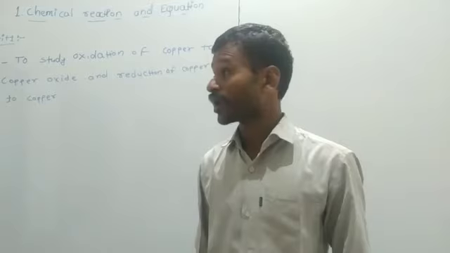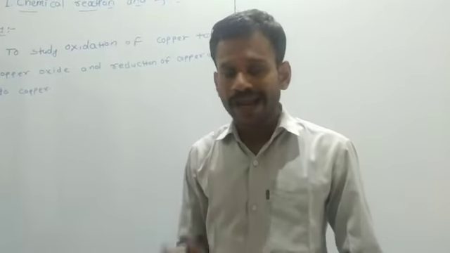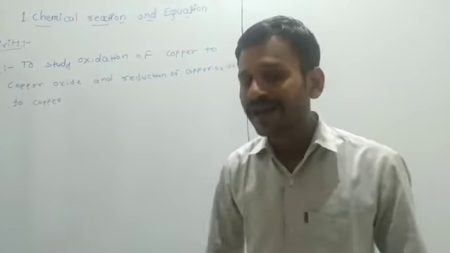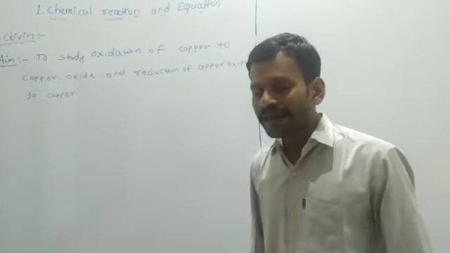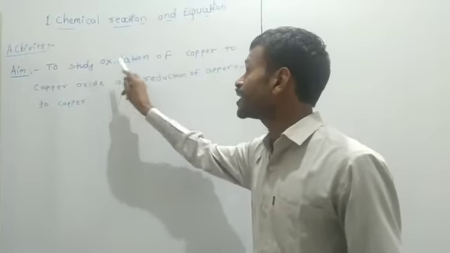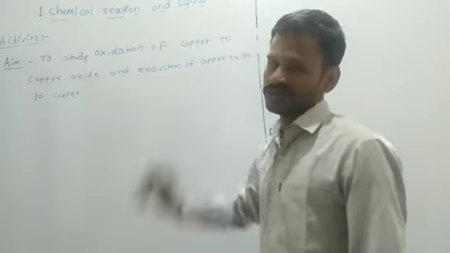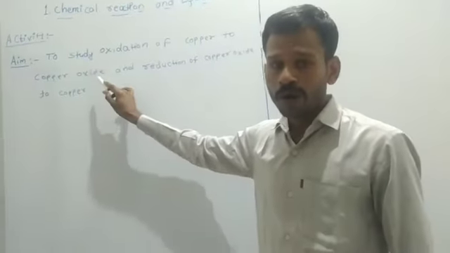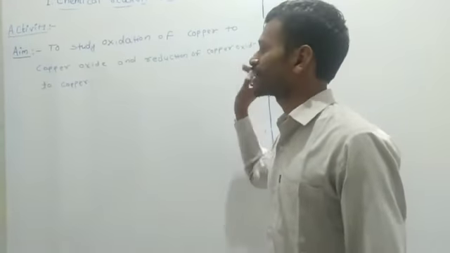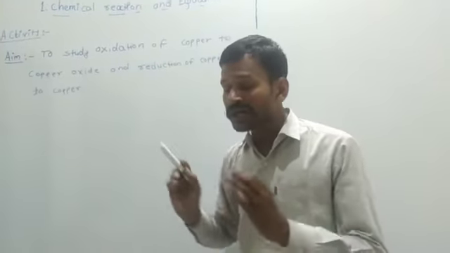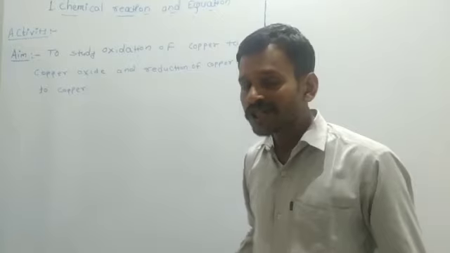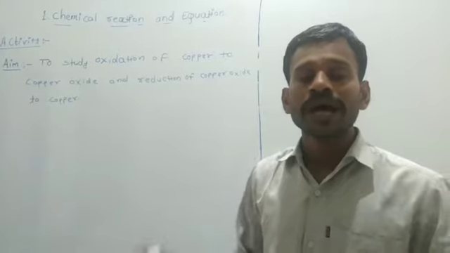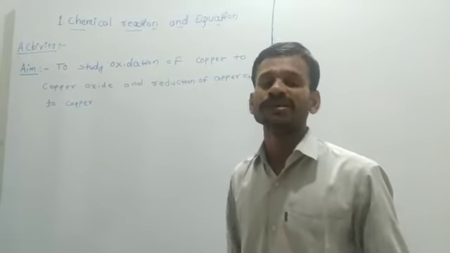In today's class we have to study an activity based on oxidation, reduction, and the redox reaction. The aim is to study oxidation of copper to copper oxide, and reduction of copper oxide to copper. That means we have to study oxidation and reduction simultaneously, a redox reaction, by using this activity.